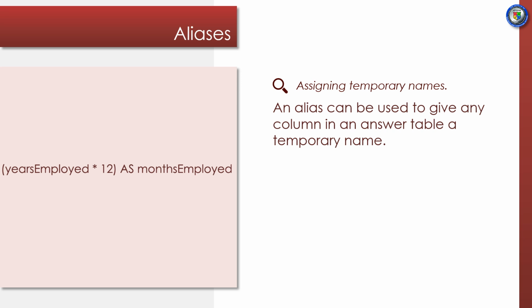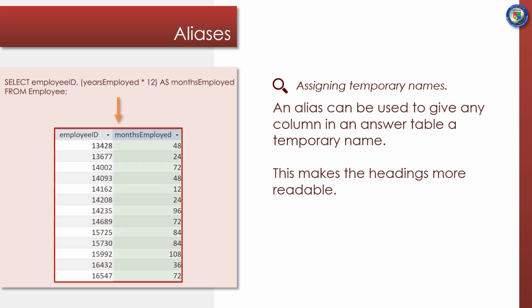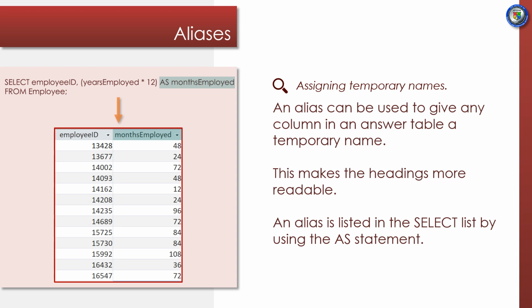An alias can be used to give a column in an answer table a temporary name. The example we see here is years employed times 12 as months employed. The as months employed part will be the alias. This obviously makes the headings more readable. The alias itself is listed in the select list by using the AS statement, as months employed.